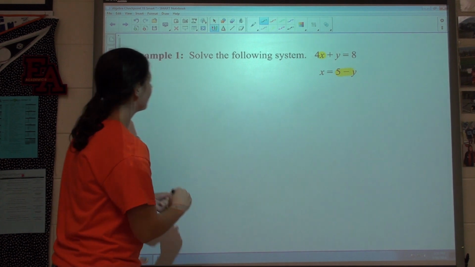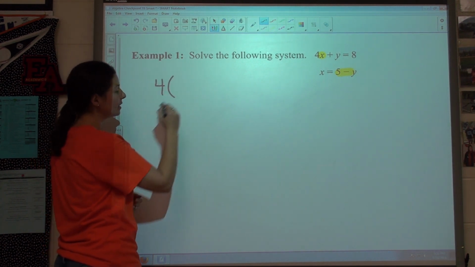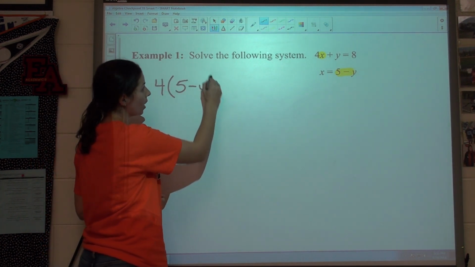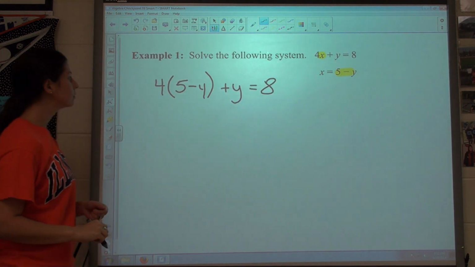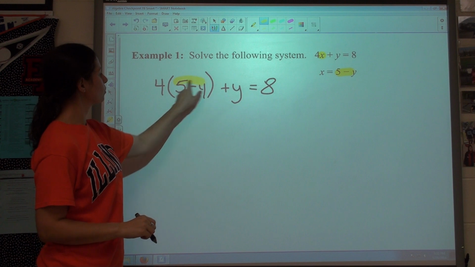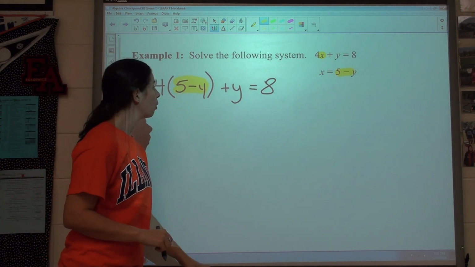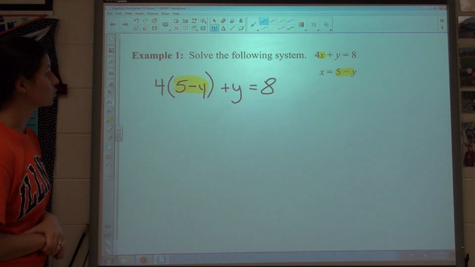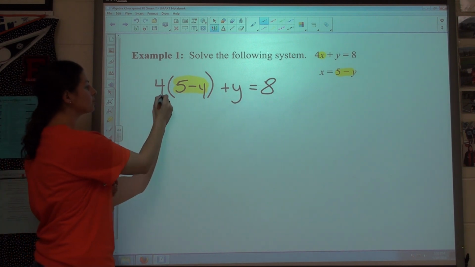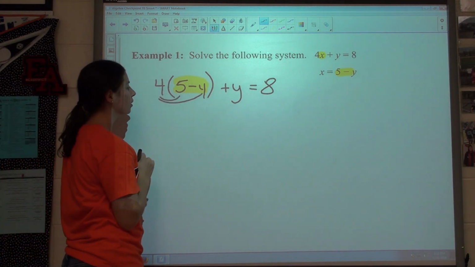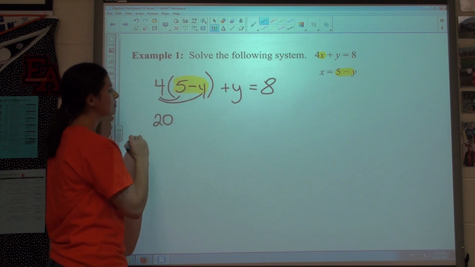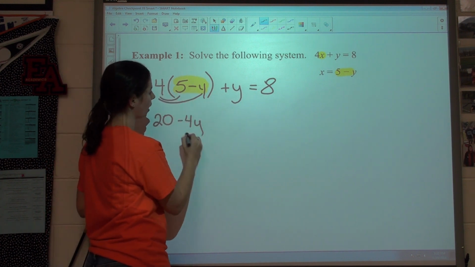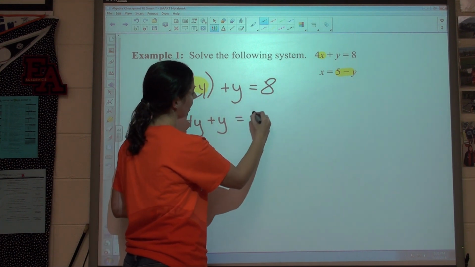So I have 4 times the quantity 5 minus y, plus y equals 8. And again, I'm just replacing my x value with 5 minus y. Remember, you need to multiply both of these by 4. So I have 4 times 5, which is 20. And I have 4 times negative y, which is negative 4y. And I'm just going to bring everything else down.